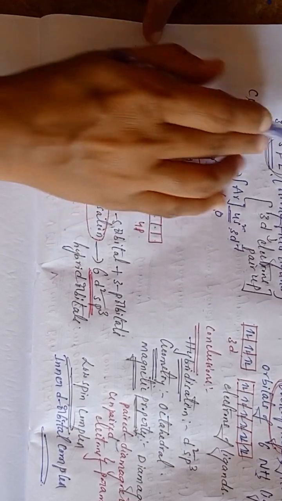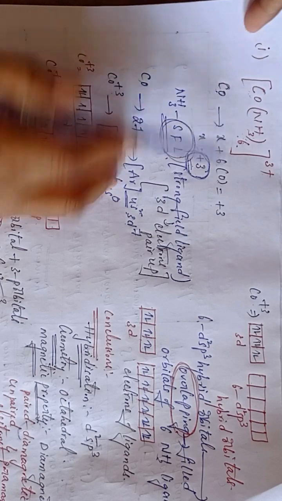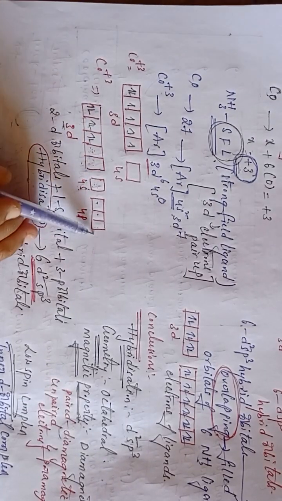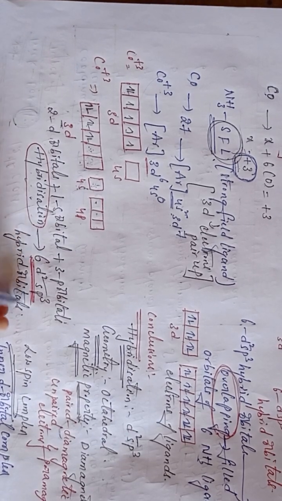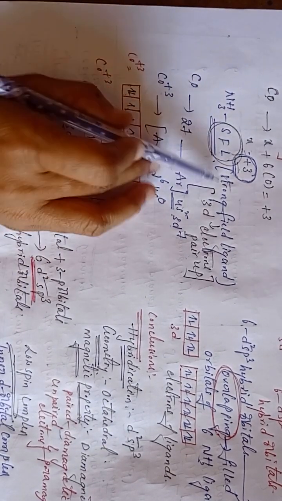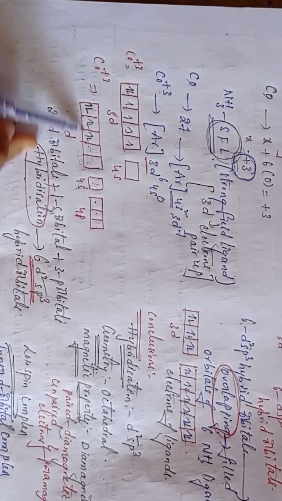So here total how many ligands are there? 6 ligands. That means 6 vacant orbitals are required in the cobalt. So that's why here you are taking 6 vacant orbitals. These orbitals undergo hybridization, producing 6 d2sp3 hybrid orbitals. It is a strong field ligand. So that's why here 3d electrons will get paired up like this.